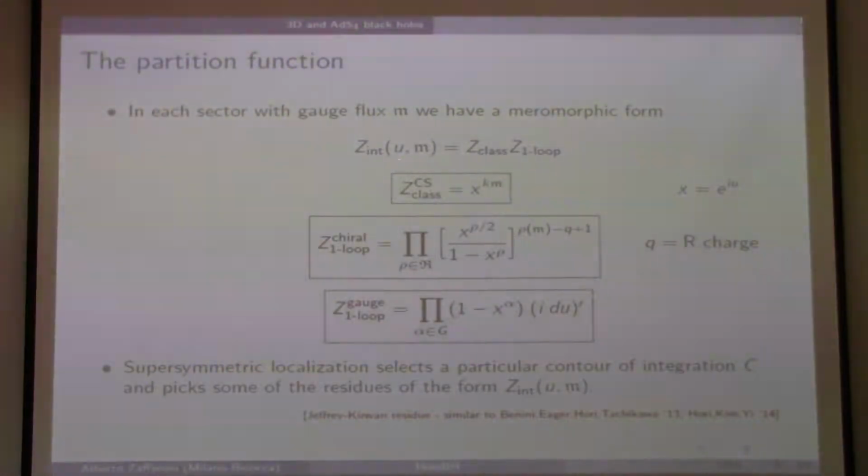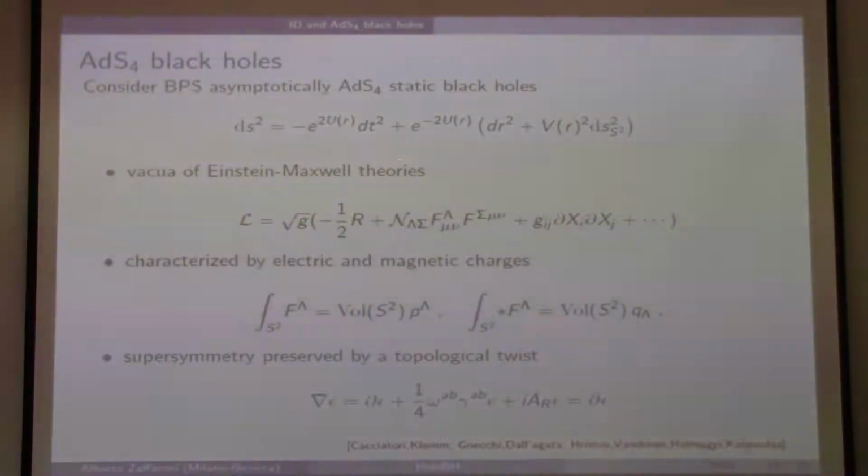Okay, so this is the picture. I will come back to the example that I need later. And now let me move to the black hole part of the story, the holographic part. So this was a gauge theory in three dimensions, so holography now is AdS4. And the interesting objects are AdS4 static black holes. So you have a metric of this form.